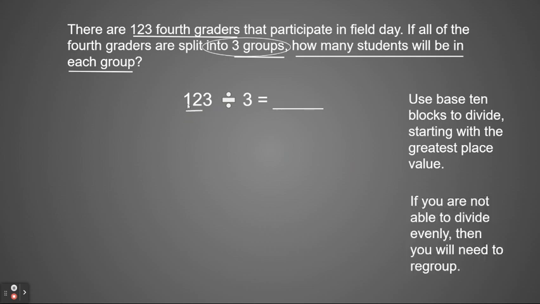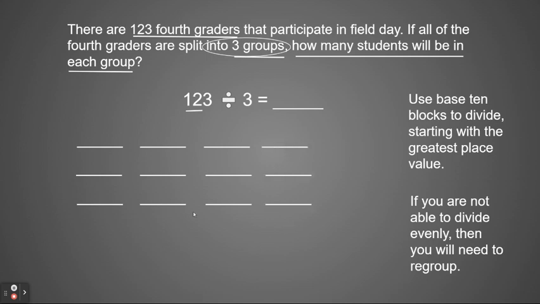So I have the number 1. If I have 1, I cannot divide it into 3. So instead, I'm going to look at 12. So I'm going to regroup the 120 and turn it into 12 tens. So if I have 12 tens and I'm breaking them into 3 groups, I'm going to draw 1, 2, 3 tens. Then next to it, I'll add 1, 2, 3, would be 6, and then 9, and finally 12.